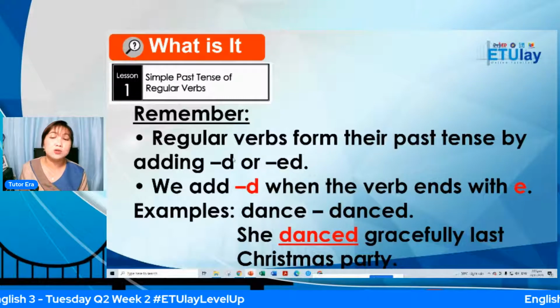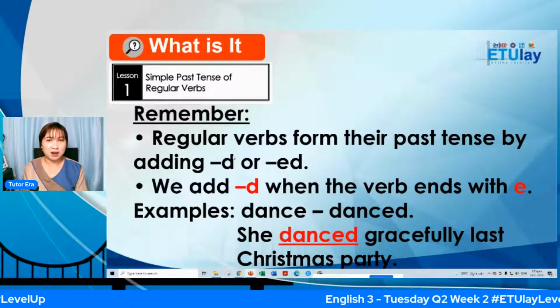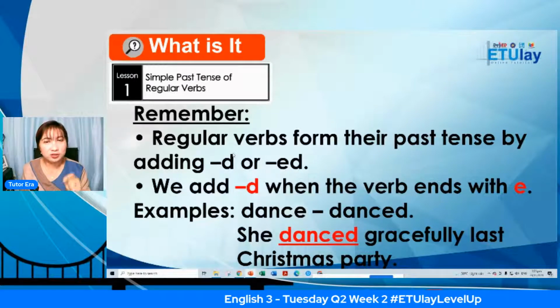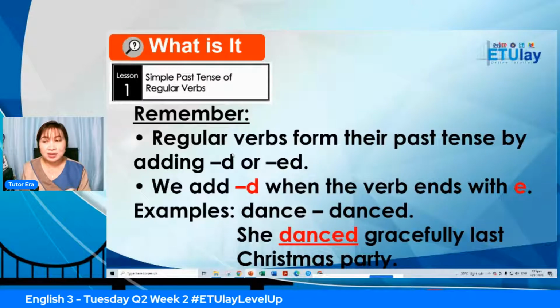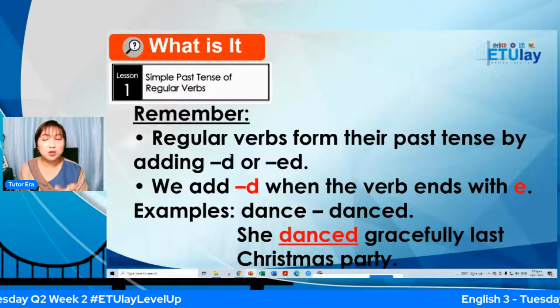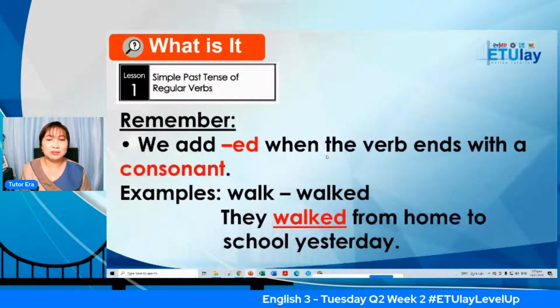So the sentence goes, she danced gracefully last Christmas party. What is the time expression here? Last Christmas party. Since the action is already done in the past, we use the verb danced. Now let's have the next one.